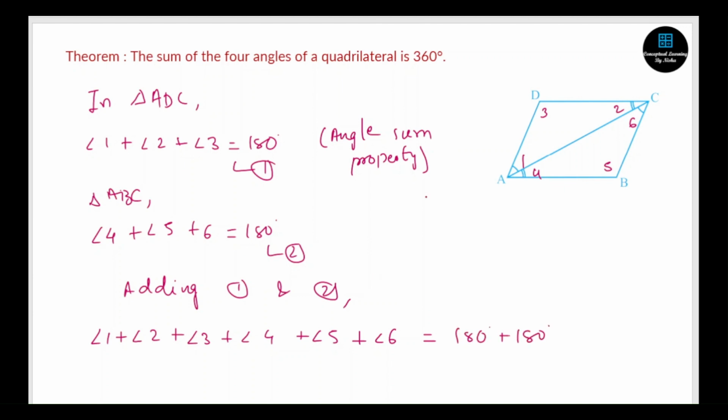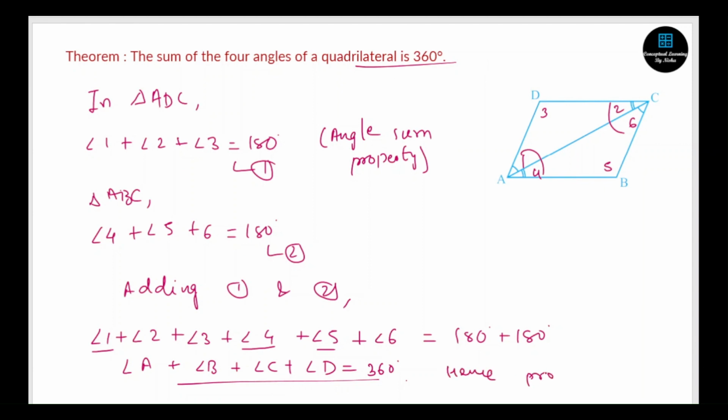Correct. Now tell me, what is angle 1 plus 4 and angle 2 plus 6? This is angle A. So angle 1 plus angle 4 is angle A. Angle 2 plus angle 6 is C. I'll write 5 as B. Angle A plus angle B plus angle C plus angle D equals 360. So that is nothing but the sum of all angles in the quadrilateral is 360. Hence it is proved, right? I hope you understood this. Very easy theorem, correct? Alright.